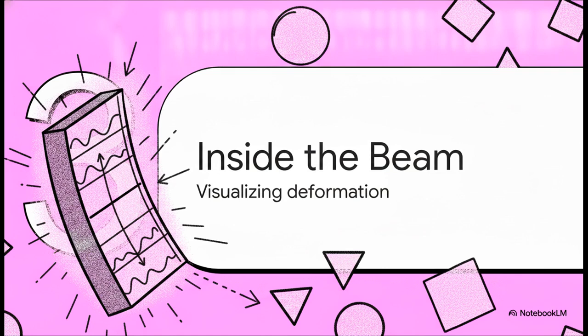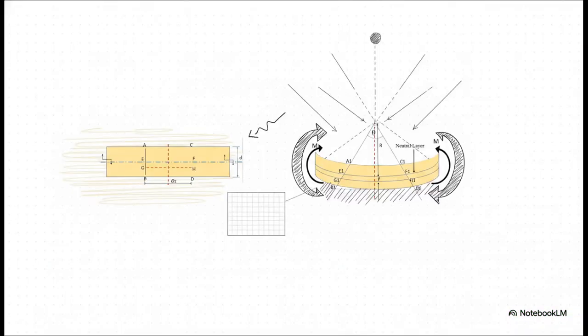Which brings us to Section 3. Inside the bending beam. Now, check out this transformation. On one side, you've got a perfectly straight, unloaded section of our beam. On the other side, under pure bending moments, which you can see represented by those heavy black circular arrows marked M, the beam deforms into a distinct curve. We're literally taking that flat, rectangular cross-section and warping it.